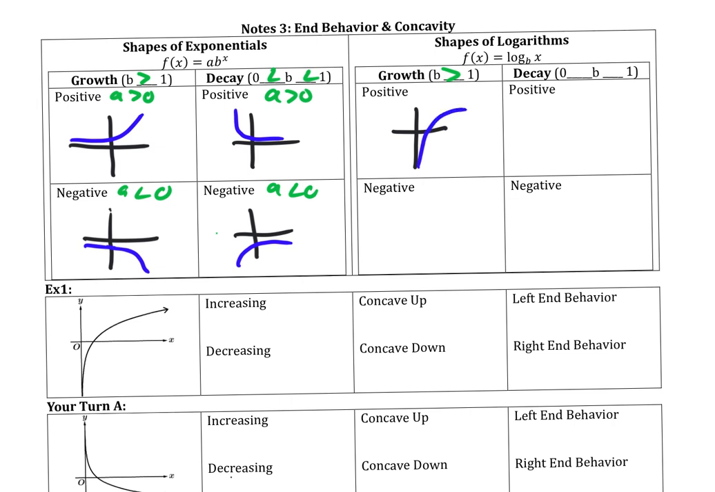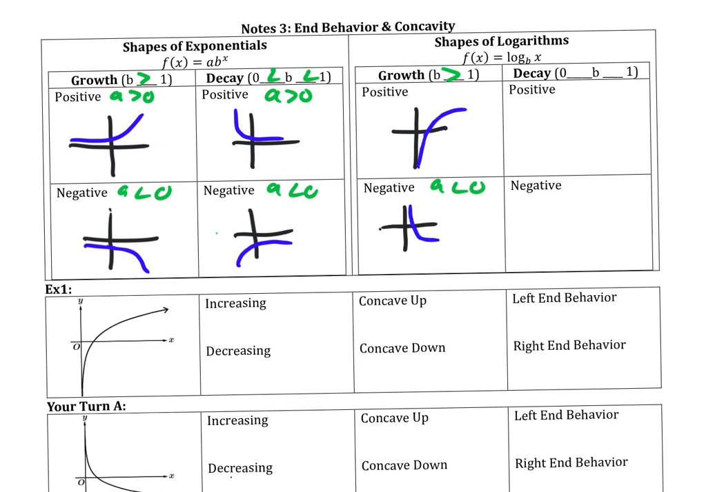If we have a negative logarithmic function, that means that we have some kind of negative value in front. In this case, it'd be an a value. We need to know that a is going to be less than 0. So once again, we're going to have a reflection across our x-axis. So we're going to have something that looks a little bit more like this.